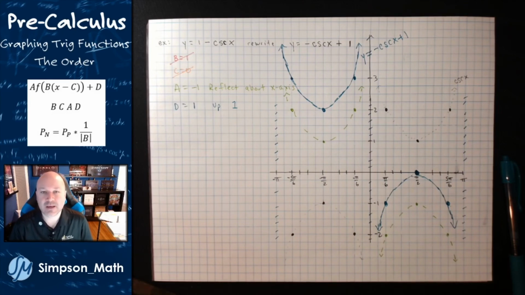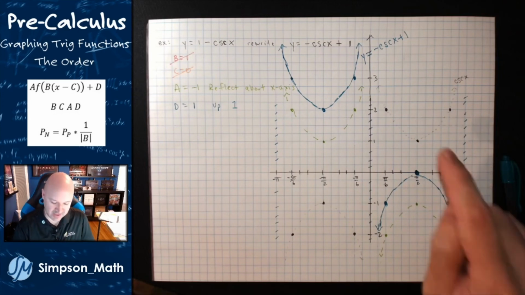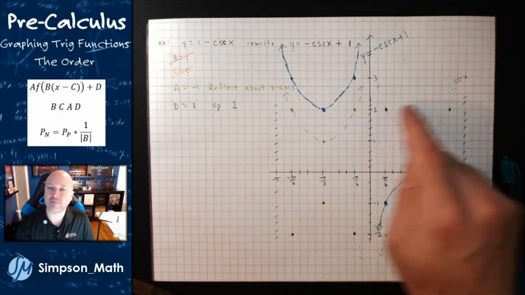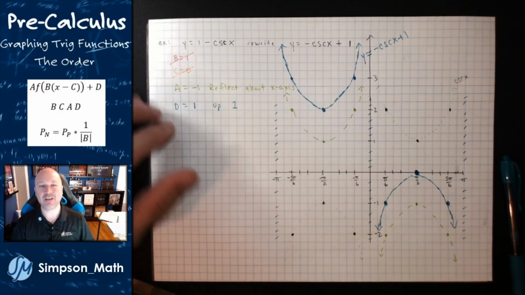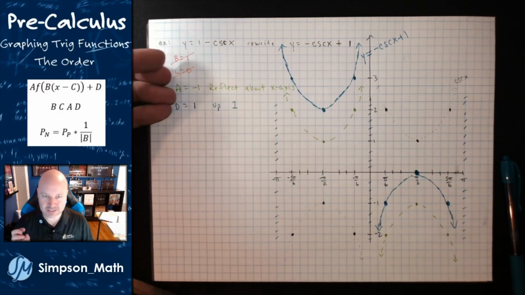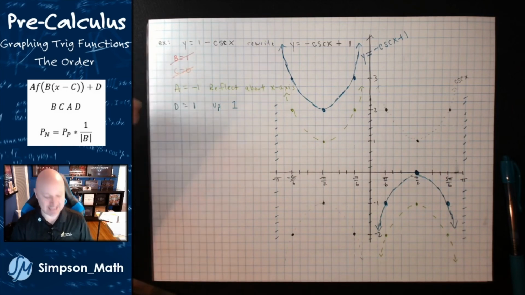I did go in order. I reflected before I moved up. I don't think it matters here. If I had taken that graph and moved up and then reflected, I would have gotten the same thing. So the order maybe didn't matter here, but go in order B, C, A, D. There are some in the homework where the order does for sure matter. You'll get the wrong answer if you don't go in that order. So B, C, A, D.